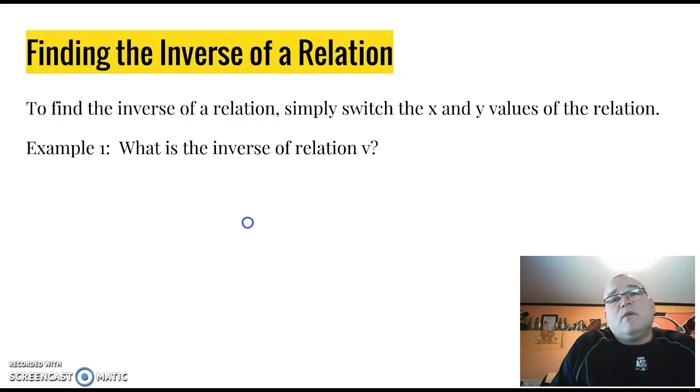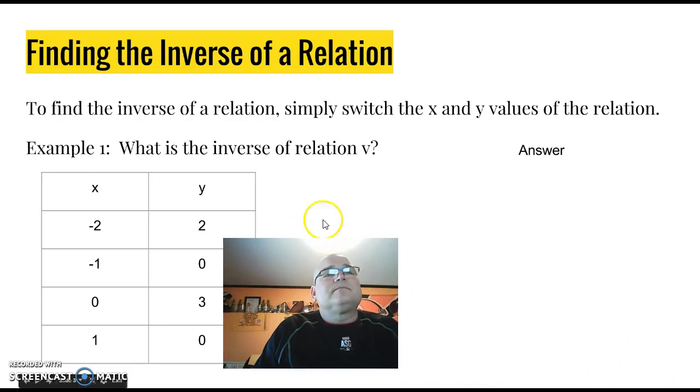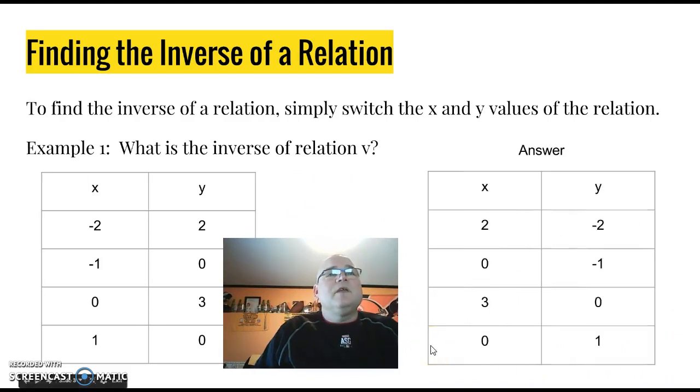Example 1. What is the inverse of this relation, which we'll call V? Well, here's a list of ordered pairs: (-2, 2), (-1, 0), (0, 3), and (1, 0). Here's its inverse. Answer. Notice how all we simply do is switch the x's and y's: (2, -2), (0, -1), (3, 0), and (0, 1).